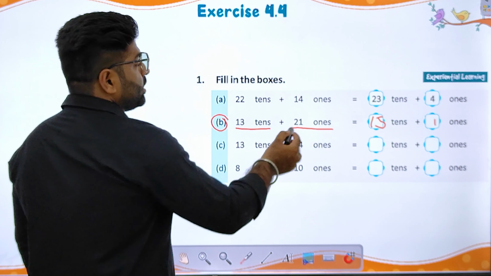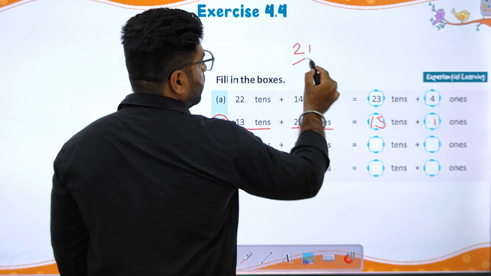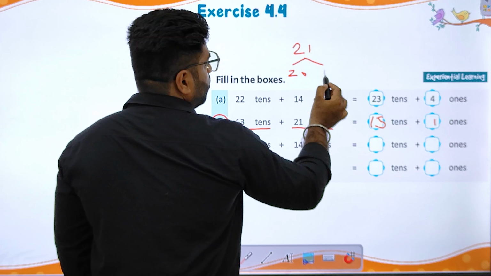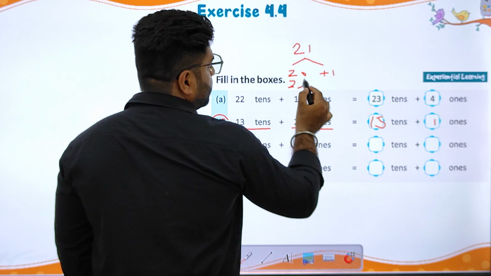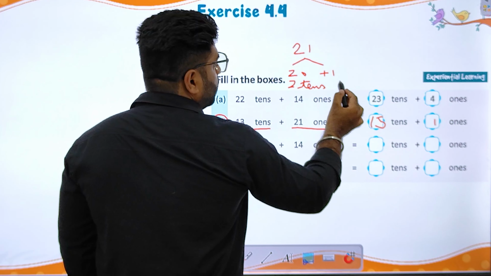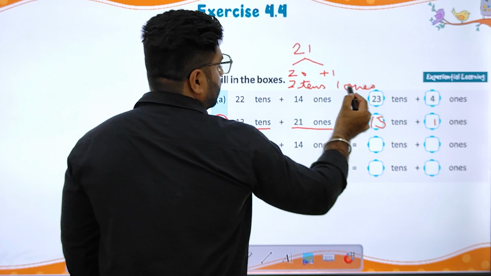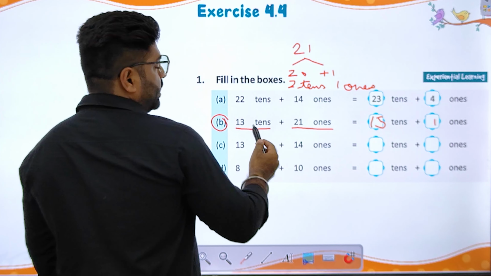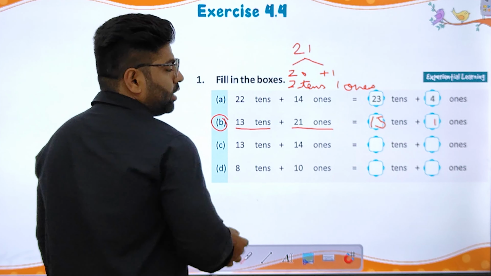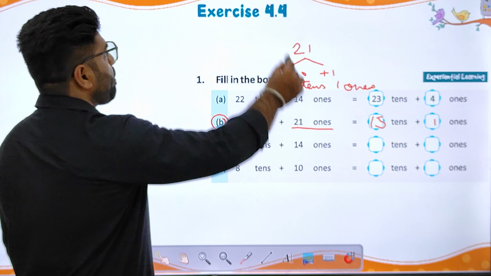Clear? Or we can say that that is 21. So we can break it, that is 20 plus 1. This is 2 tens and 1 one. After that, we have to add these 2 tens and 1 separately. Clear?